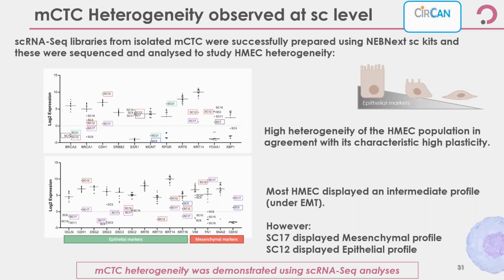And single cell 17 was, on the other side, displaying a clear mesenchymal profile, and number 12 was still in the epithelial profile. Sorry about that. So this clearly demonstrates that our process is able to isolate single circulating tumor cells and prepare the library from those.